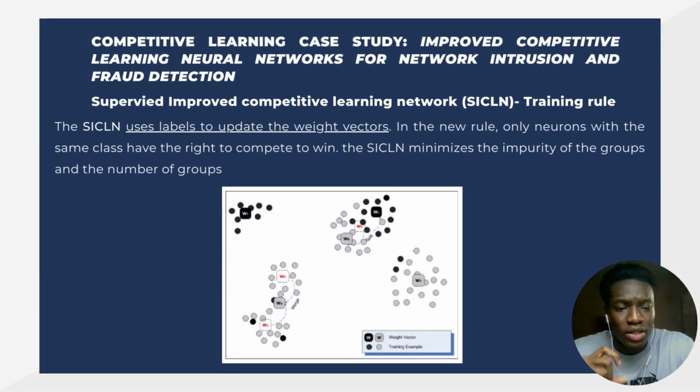Now, in the case of the supervised improved competitive learning network, I should mention that this is built on top of the improved competitive learning network, which means that it also has the reward punishment system. But now we have labels in our data sets, and the new rule is that only neurons in the same class have the right to compete to win. So this helps to minimize the impurity among groups, where in each cluster we have some data that has been identified as fraudulent and other data that is not fraudulent. But now, because clusters only compete depending on their classes, we can have a more accurate and cleaner data set. So it helps to minimize the impurity in our data sets and also reduce the number of groups.